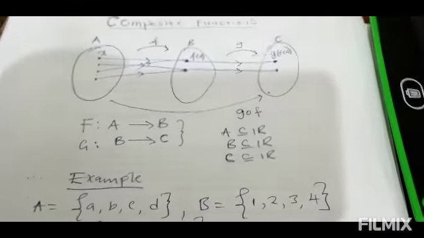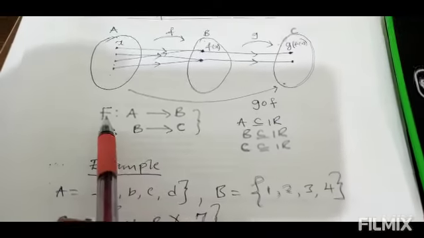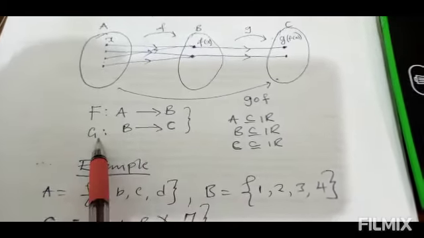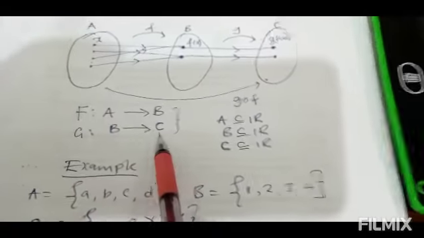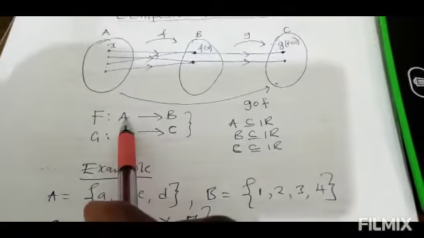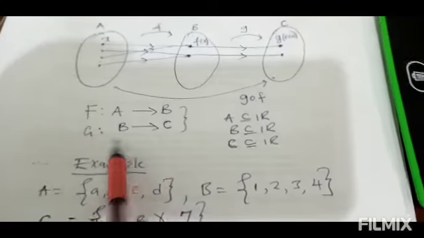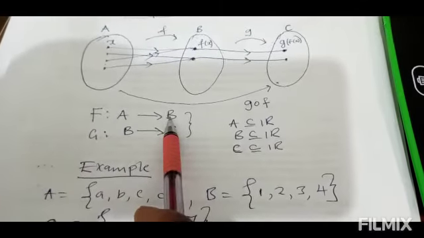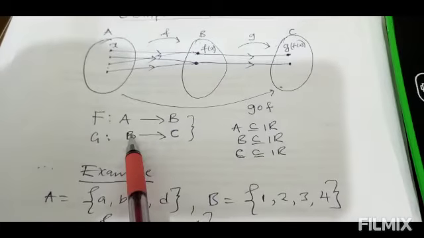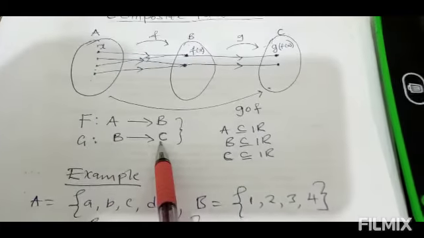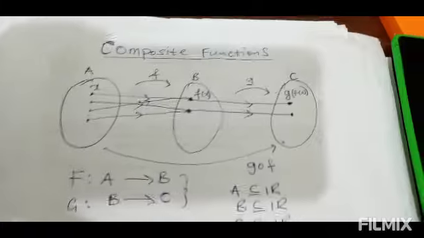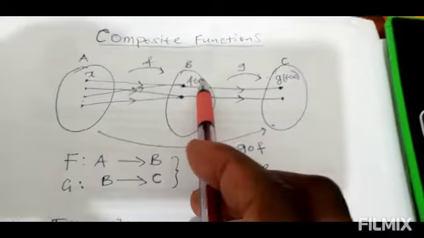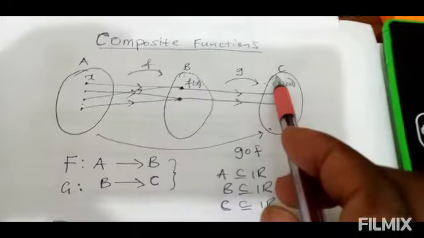domains. So we have a function f which is defined from A to B, and then we have a function g which is defined from B to C. A is the domain of f. B is the codomain of f while B is the domain of g, and C is the codomain of g. So here we have a function relation from A to B and from B to C.